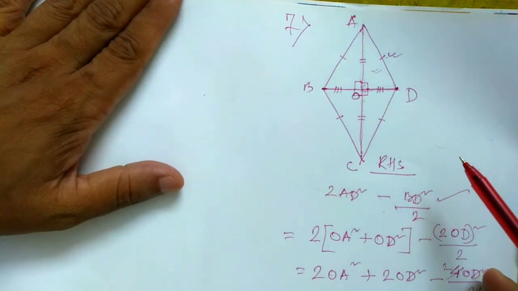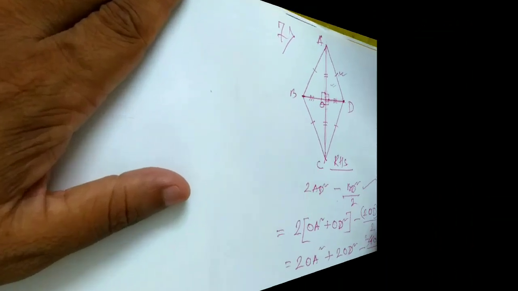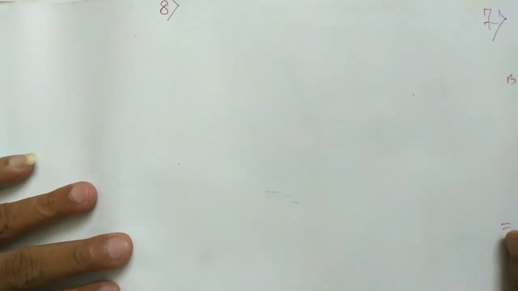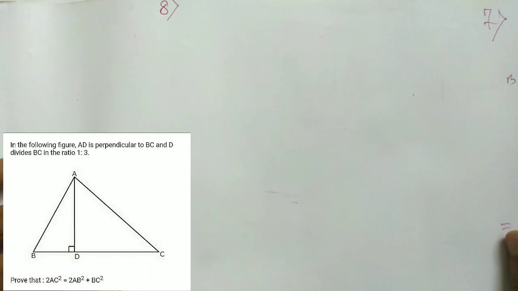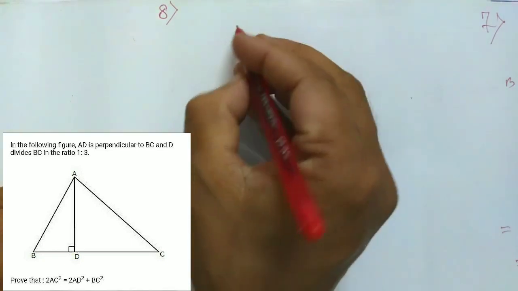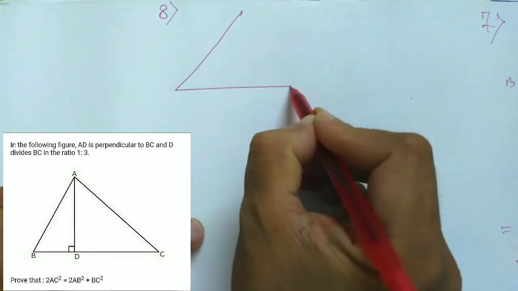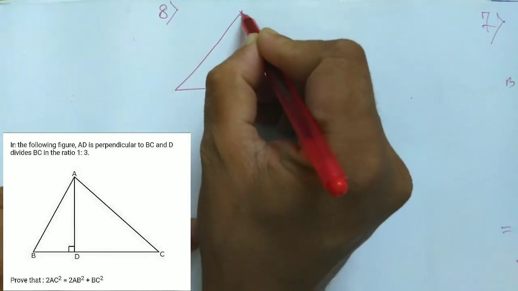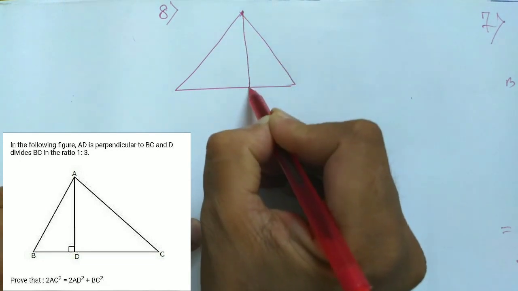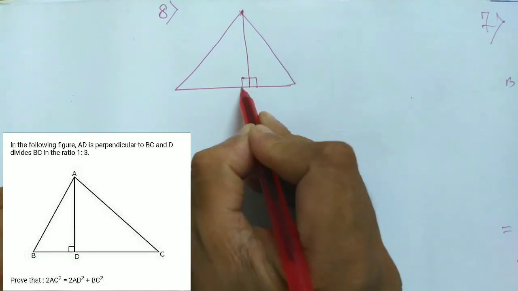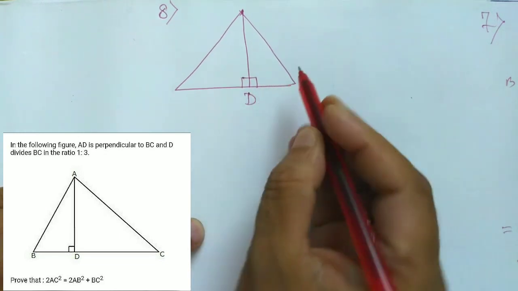Let us move to our question number 8. Can you see question number 8 which is displaying on your screen? In this one, a triangle is there, ABC. The figure is also given. You can see the figure. Triangle ABC. Yes, this is the triangle and this is an altitude. Altitude means 90 degrees.